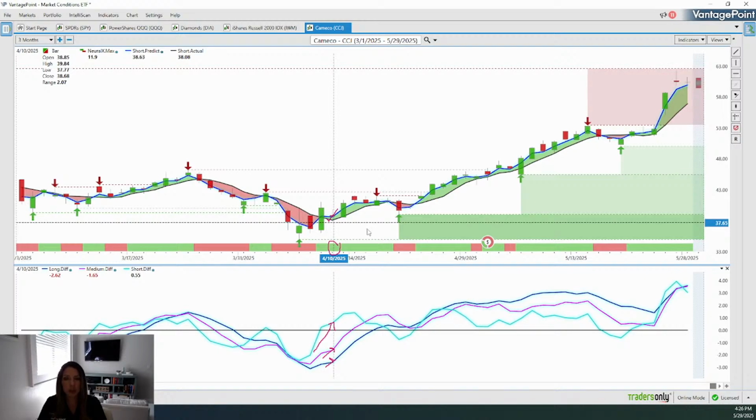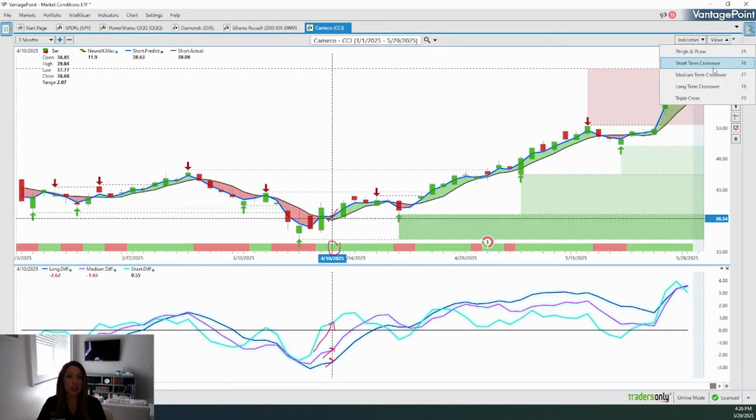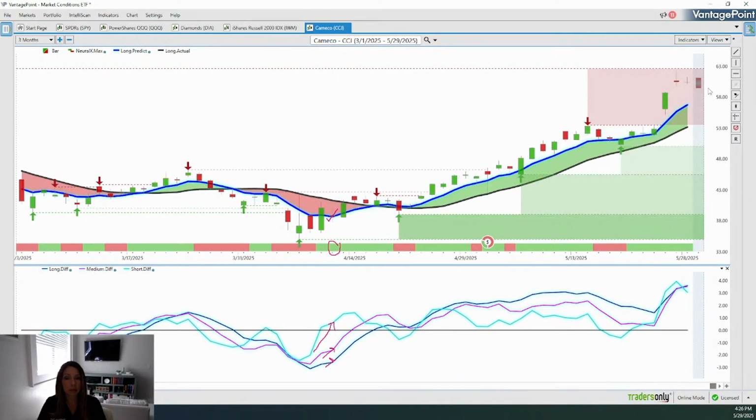So if you are a shorter term swing trader, maybe you get in at the shorter term crossover. Again, this is just an example, of course, as we go through, making sure that we have good strength here. And then your position management strategy may shift over to a medium or even a long-term crossover once we see that.